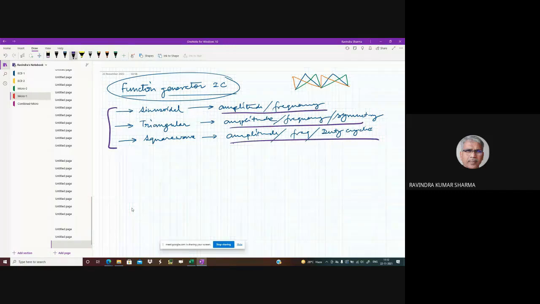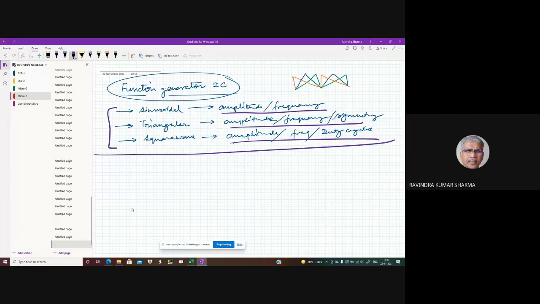Okay, so what happens is, in the sequence in which I have written here, these are not generated in that sequence. The first waveform which is generated is normally the square wave. Then square wave is converted into triangular wave, and then triangular wave is converted into the sinusoidal wave, right? So square wave generation has already been explained to you, how it can be generated.